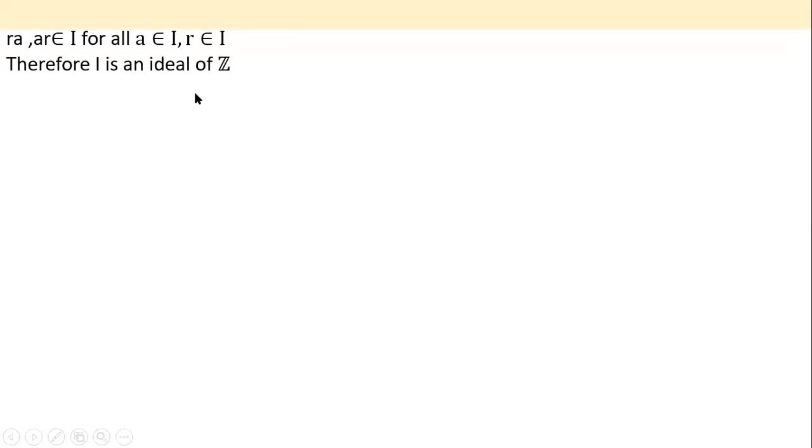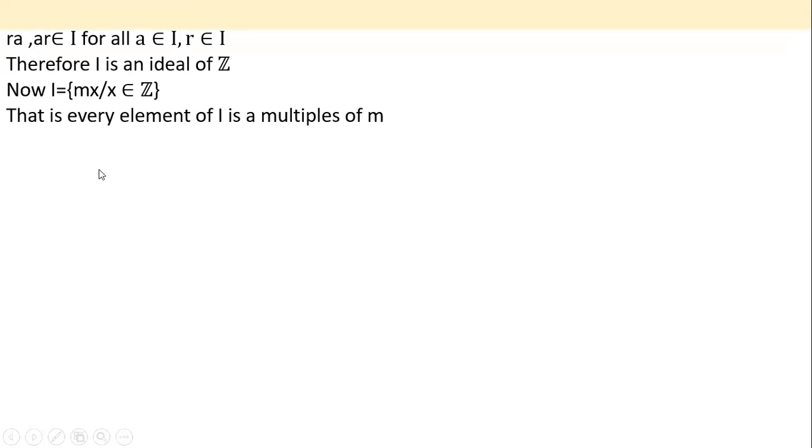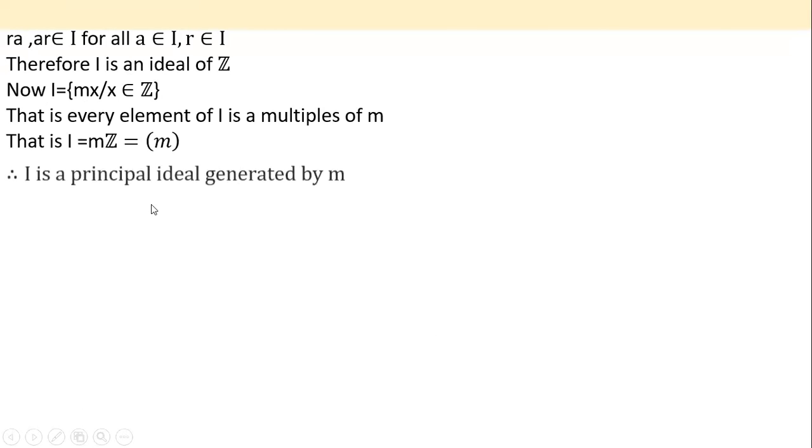So therefore, I is an ideal of Z. Next, we can prove this is a principal ideal. Now, I = {mx such that x belongs to Z}. That is, every element of I is a multiple of m. That means I = mZ, which is generated by m. Therefore, I is a principal ideal generated by m.